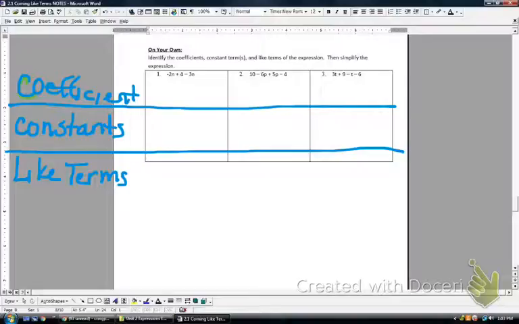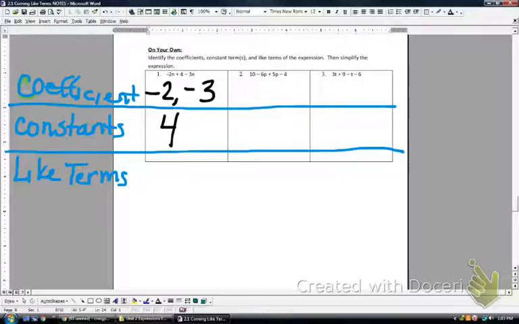So in example 1, we have negative 2n plus 4 minus 3n. The first thing that I need to find are the coefficients. So I look at the numbers that are part of the variable, and I have negative 2 and negative 3. So look, my sign to the left is part of that term. So don't forget your negative. Look at that, and if you've forgotten it, go ahead and write it in. Then my constant is 4.